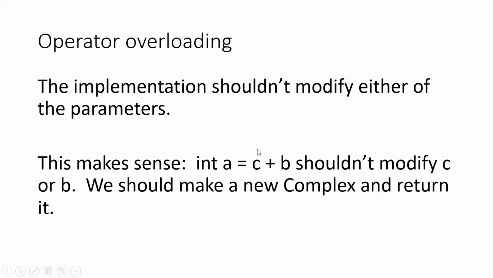Now let's think about if we add two integers, B and C, to make a variable called A. B and C would not be changed in the process of adding them together. So what we're going to do inside of our public static function is create a temporary object and return that. So the operators, in the case of addition, shouldn't modify the operands.